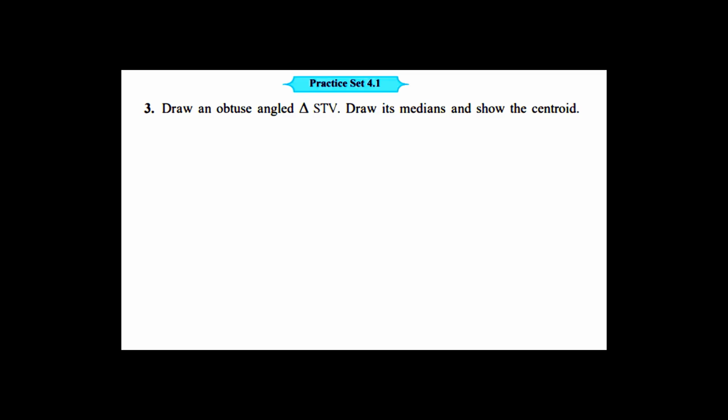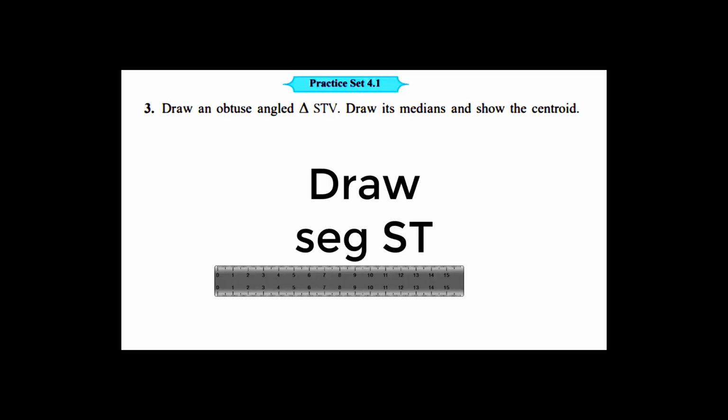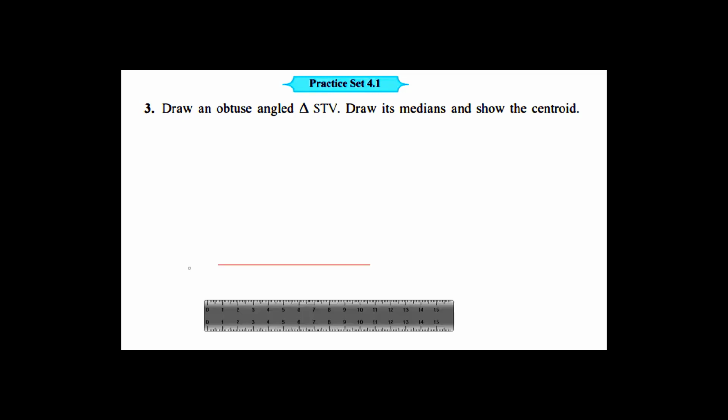We first draw obtuse angle triangle. Let us draw triangle STU. Let measure of angle T is 120 degree. In triangle STU, segment ST is base. Let us draw segment ST with sufficient length. Name the segment. Here, measure of angle T is 120 degree.